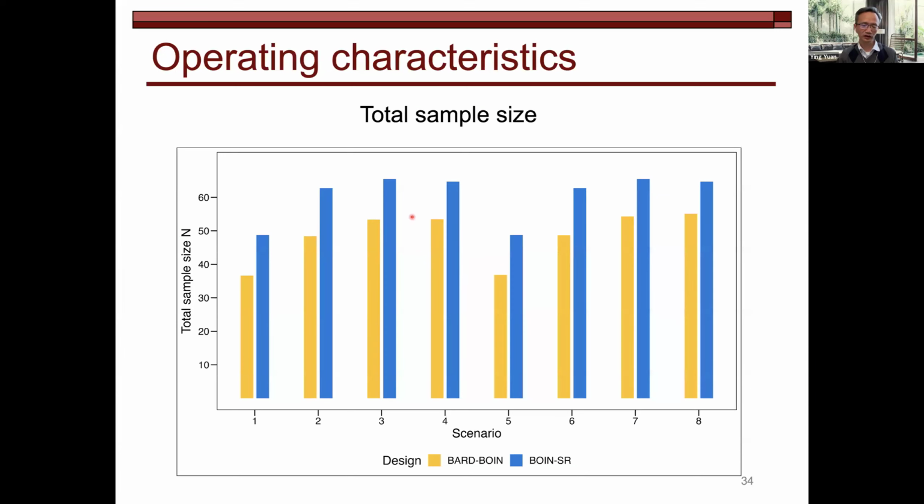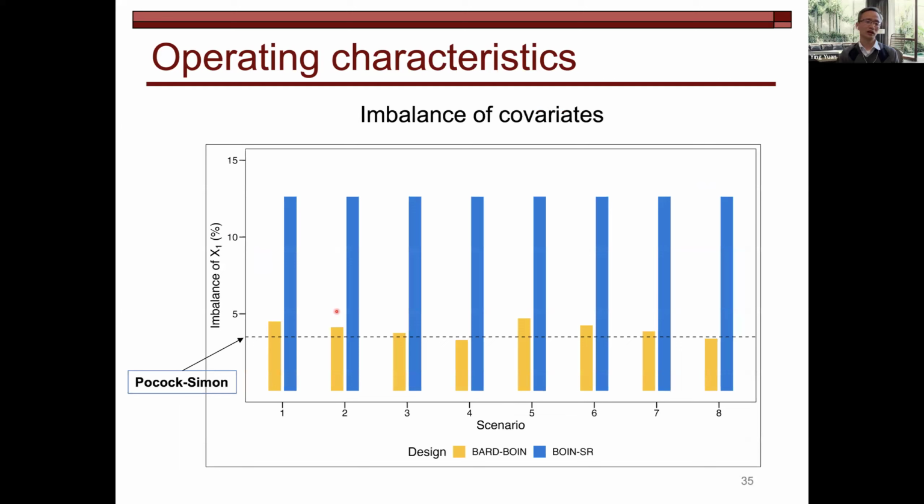Okay, so here are the results. The first message is, as expected, when you use this BARD design, you can save sample size. It's obvious because you recycle the patients from stage 1 and move them forward into stage 2. So how about the imbalance? You can use the stage 1 data, that's good. The question is, does that compromise the covariate imbalance?